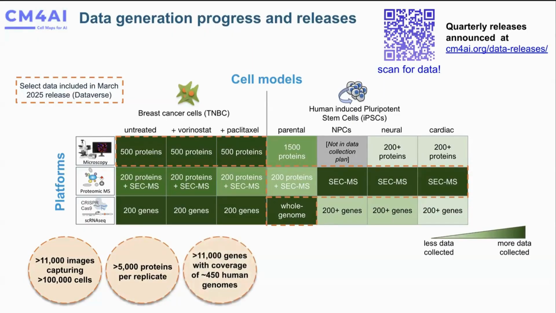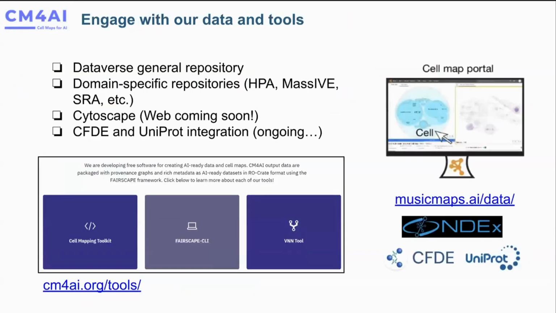And then for the whole genome perturb-seq data in the parental iPSCs, the raw data is capturing whole genome level perturbation, so it's over 11,000 genes. And it's actually such deep coverage that it's equivalent to 30x genome sequencing of 450 individual human genomes. So it's quite impressive and quite large data in terms of size.